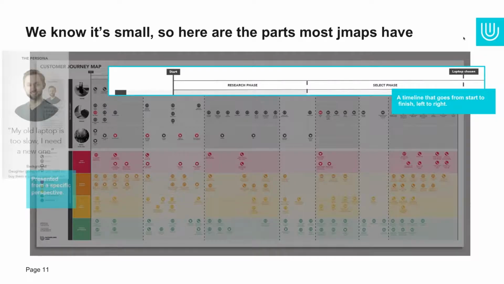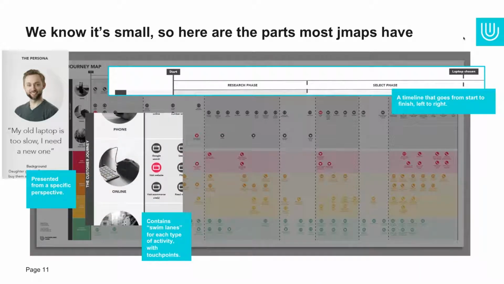So let's have a look at the first journey map again, and let's look at it part by part so that you know what the different parts of a journey map are. First, one of the key components is that it's usually built on a timeline from left to right. It's based on a persona, that is, it doesn't try to map everything for everybody. Instead, it picks an important path that a certain sort of customer will take, in this case, somebody who's purchasing a new laptop.